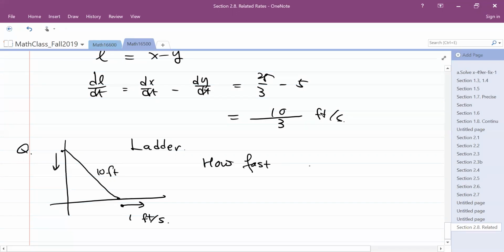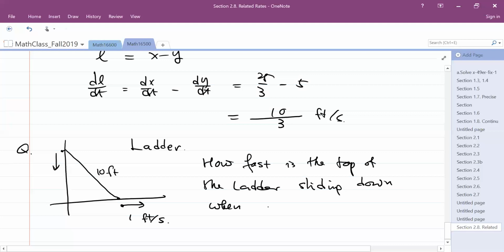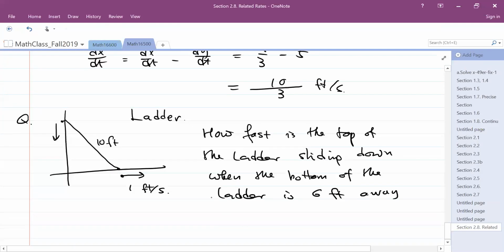My question is, how fast is the top of the ladder sliding down? But the speed is actually not constant. So we have to say when the bottom of the ladder is 6 feet away from the wall.